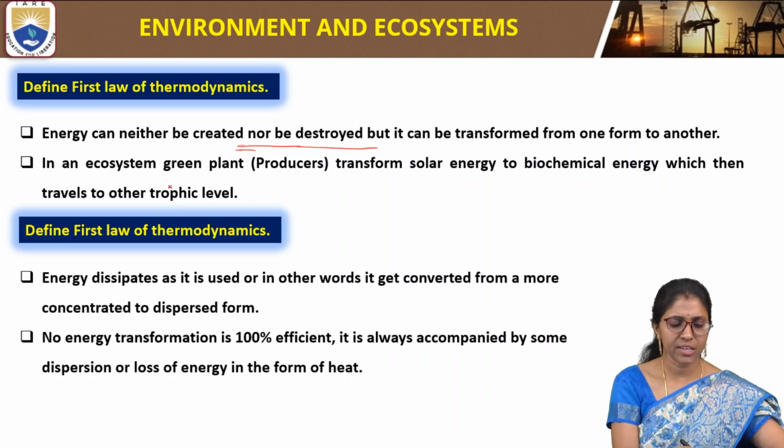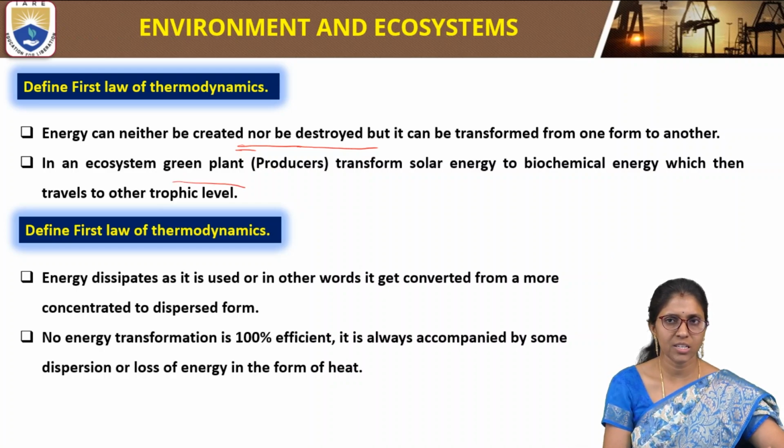So if we take an example, in an ecosystem, green plants like producers transform solar energy to biochemical energy. These producers produce biochemical energy, which then travels to other trophic levels like consumers: primary consumer, secondary consumer and tertiary consumer. So this is the example of the first law of thermodynamics.